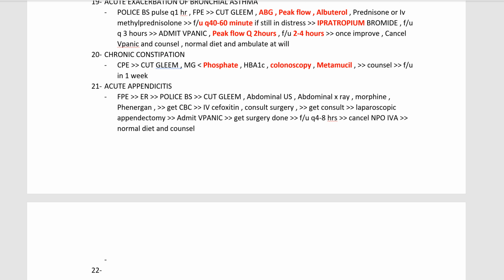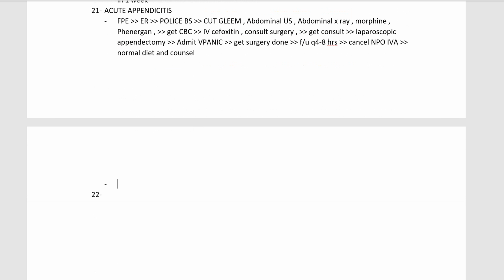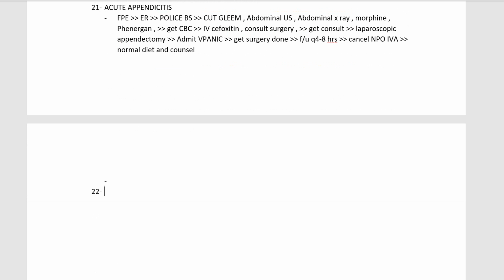Now let's do the other case, which is septic arthritis of the left knee. This is how you want to work up septic arthritis. First you do a focus physical exam, and then you want to admit because this is serious, and then order V-panic. When I admit, I'll write admit. It doesn't mean ward. If I want to send to the ER, I'll write ER. That's it.